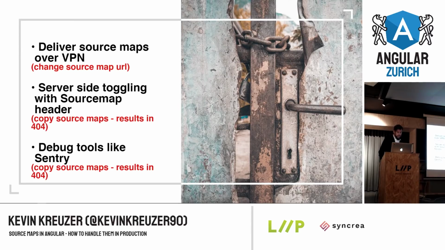Then with servers, so uploading source maps and also debug tools like Sentry, you would have to first, when you generate your build, generate with source maps, and then take those source maps and upload them somewhere. And this will then lead to a 404 on your web server, which is not too bad, but it can happen.